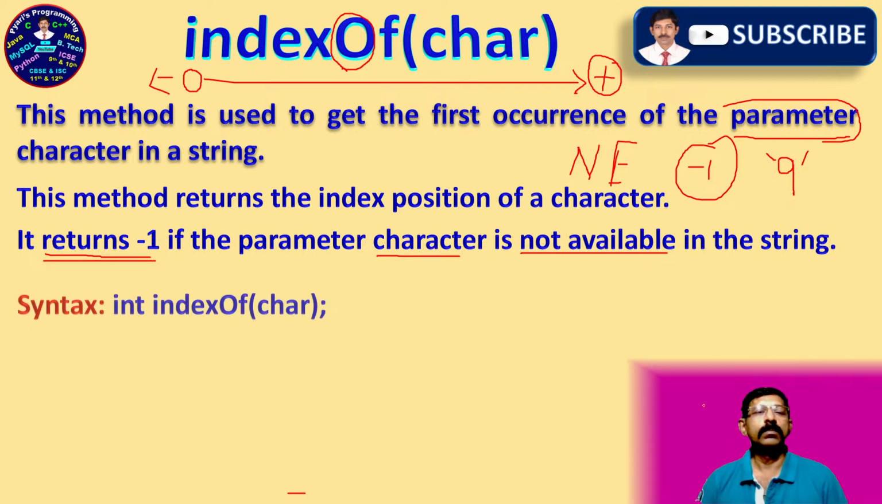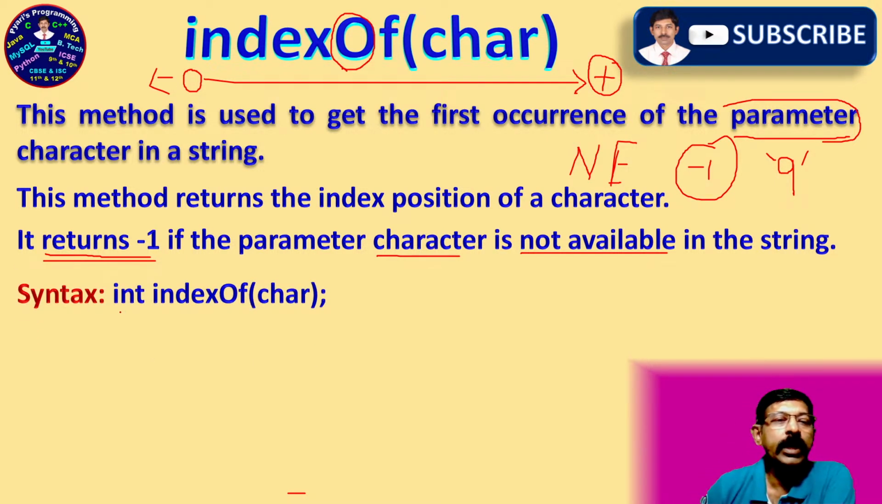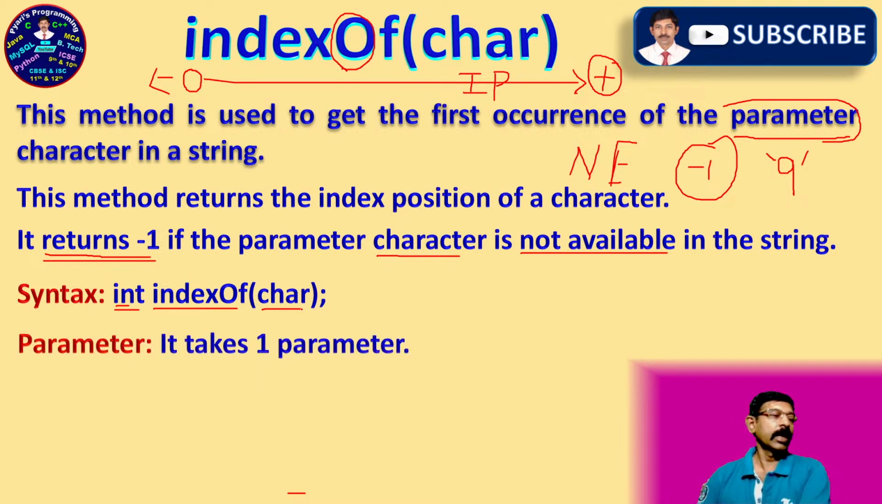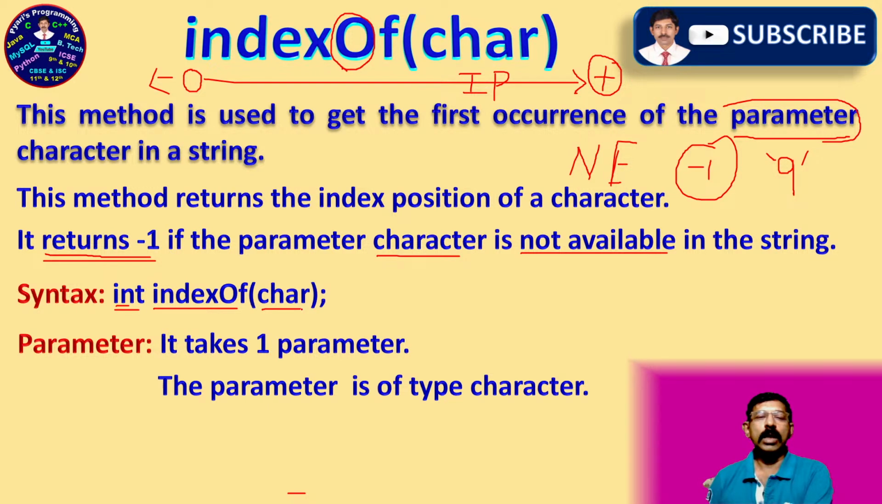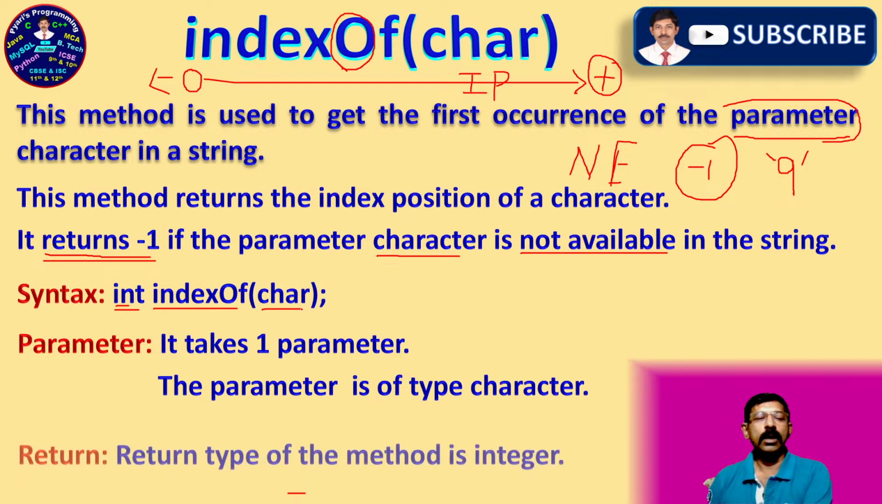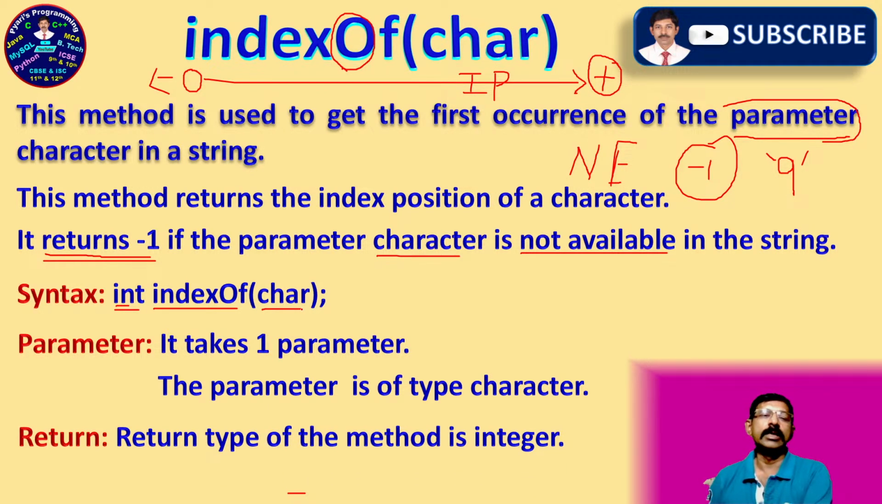So let's move. The syntax is int, obviously, because it returns the index position of the given character parameter, and we know that index position is of type integer. So that's why its return type is integer. The method name is indexOf, and obviously I'm going to pass a character to find out its index position. These are the explanation. You can quickly go through this. It takes one parameter. The parameter is of type character. The return type of the method is integer.